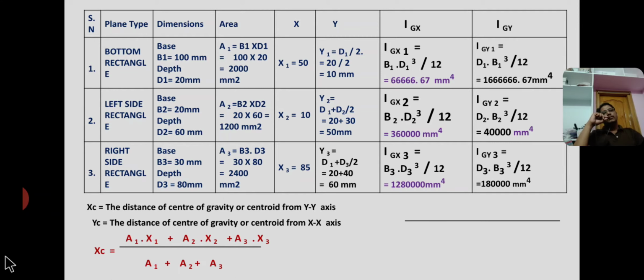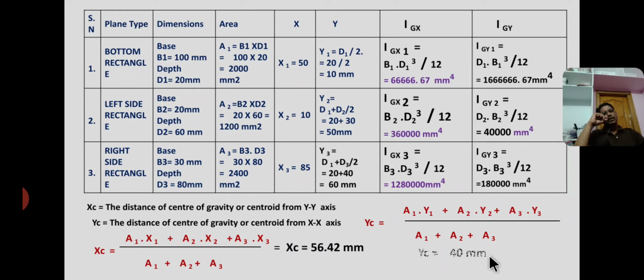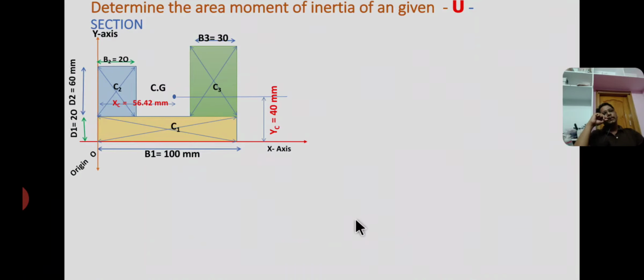Substitute these values in general expression. X equal to a1 x1 plus a2 x2 plus a3 x3 by a1 plus a2 plus a3, and the answer is x equal to 56.42 mm. Similarly, yc equal to a1 y1 plus a2 y2 plus a3 y3 by a1 plus a2 plus a3, and the answer is yc equal to 40 mm. Now c1, c2, c3 are the individual centroids, whereas cz is the centroid or center of gravity of an entire u section at a distance of yc equal to 40 mm from x-axis, and xc equal to 56.42 from y-axis.